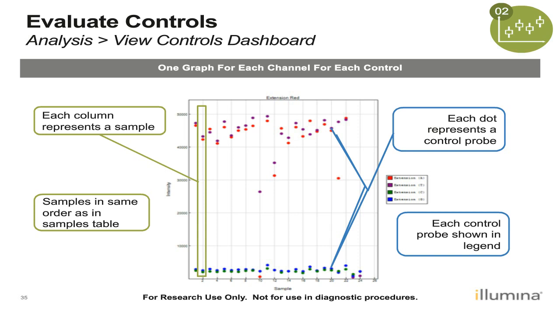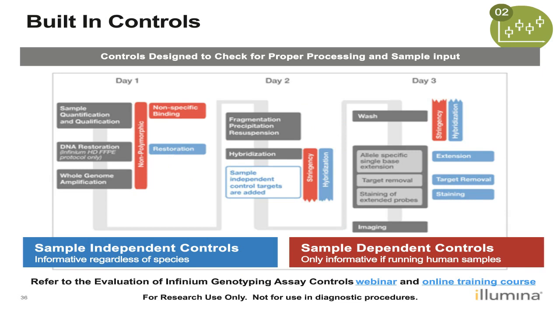So these controls are designed to check for processing and sample input, so it allows you to evaluate assay and sample performance. The sample-independent controls are informative regardless of species, and the sample-dependent controls are useful if you are running human samples. We have a couple of training materials here. There is an Evaluation of Infinium Genotyping Assay Controls webinar and online training course if you'd like more details on how to evaluate these controls.